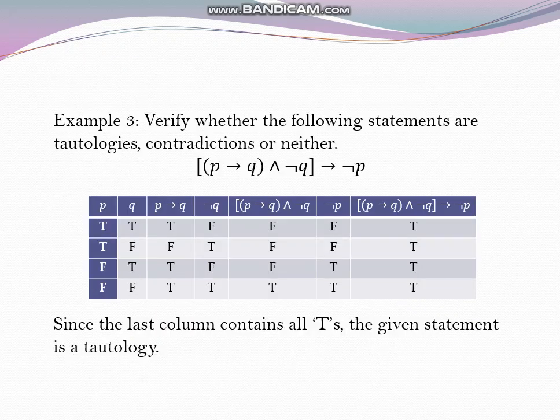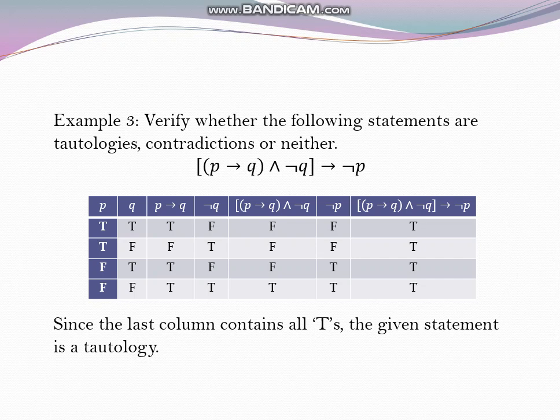Let us see this one. Verify whether the following statements are tautologies, contradiction, or neither. The statement is P implies Q and negation Q implies negation P. The number of rows will be 4. The first two columns will be P and Q, and the third column is P implies Q. Then we have negation Q, then the AND statement for P implies Q and negation Q, then negation P, and P implies Q and negation Q, the whole implying negation P.